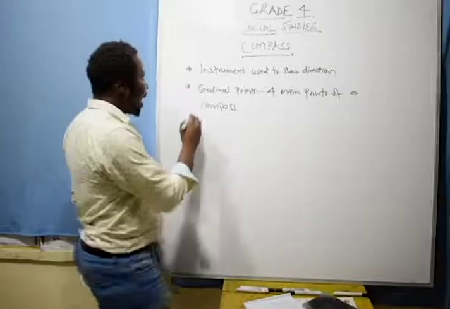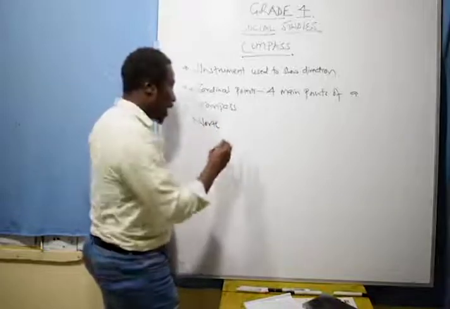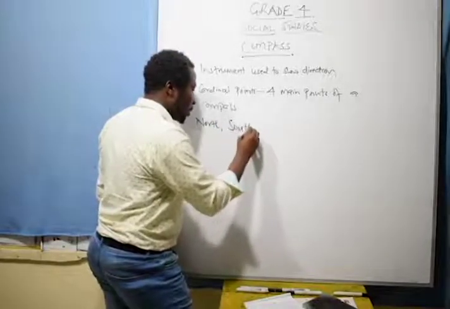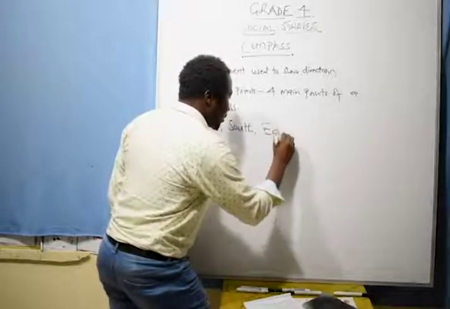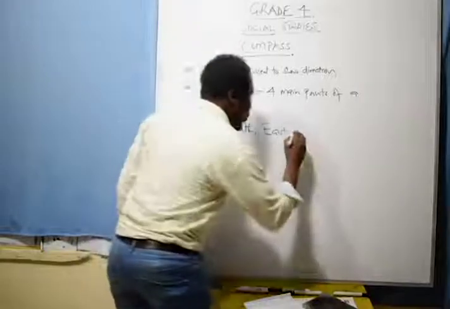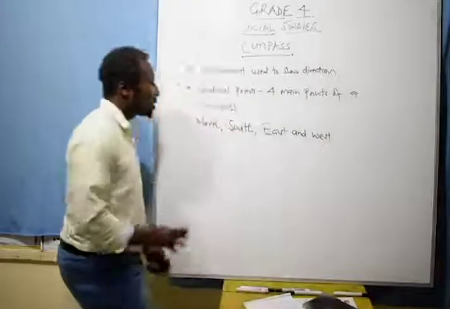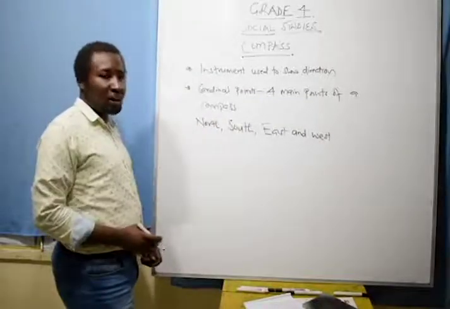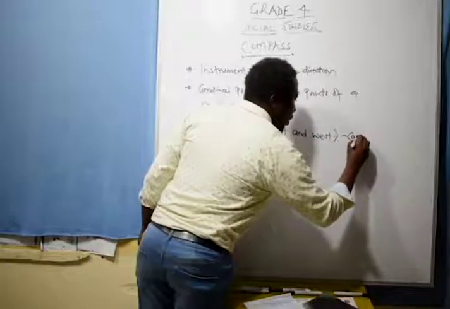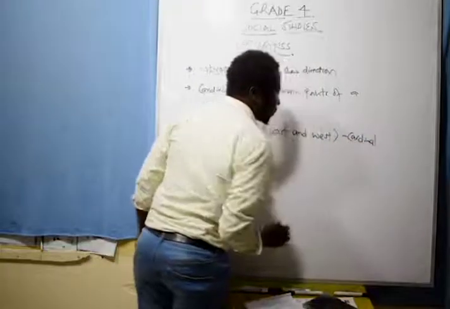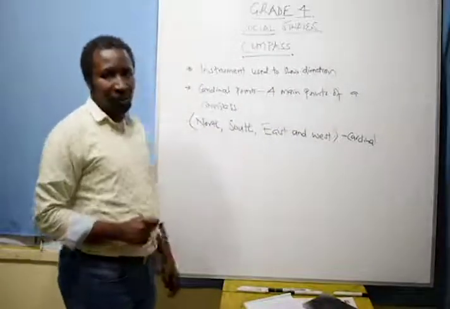Okay? So we have what we call the north. We have the south. We have east. And west. So these are the 4 main points of a compass. Now these points are what we call the cardinal points. I hope you do not forget. Now these are the cardinal points of a compass.